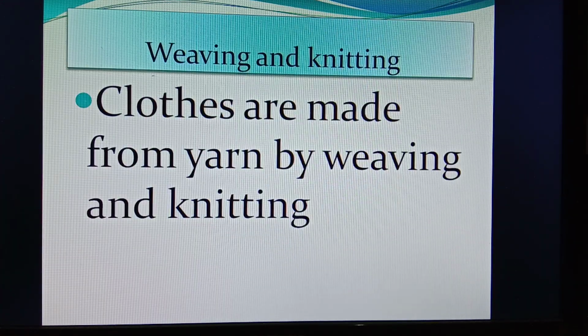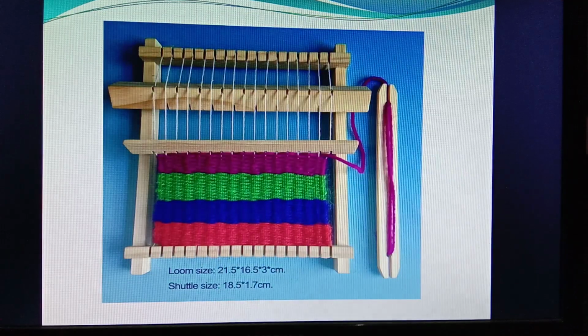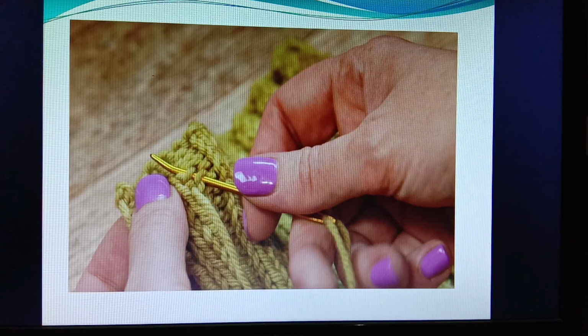After spinning, weaving or knitting gives you the woolen fabric. You must have seen people knitting at home, your grandmother or somebody knitting at home. It can be done using knitting needles or with the help of machines. Here this is a simple machine for knitting and here this is a knitting needle being used for knitting.